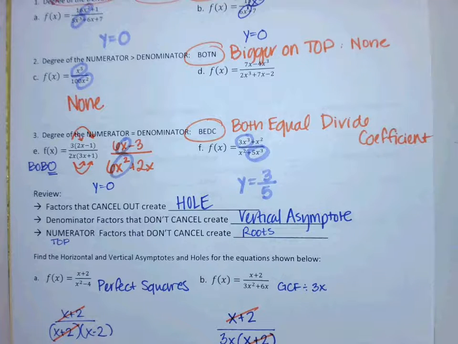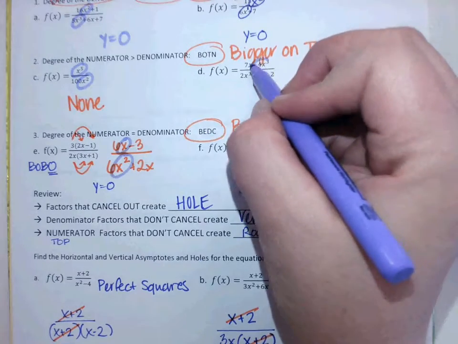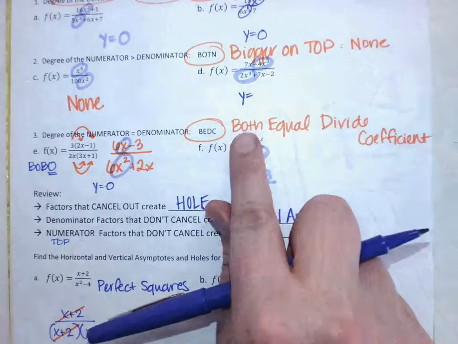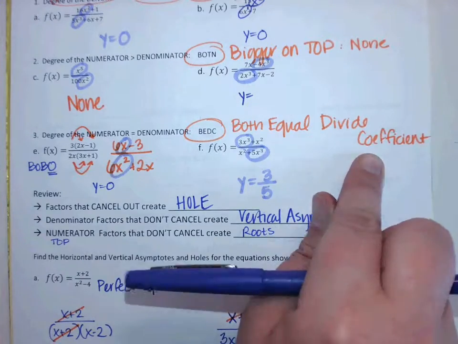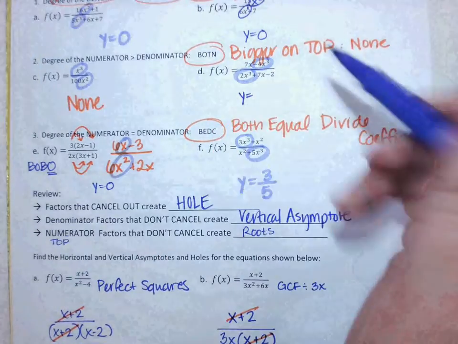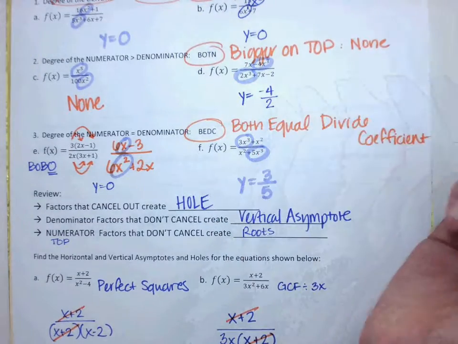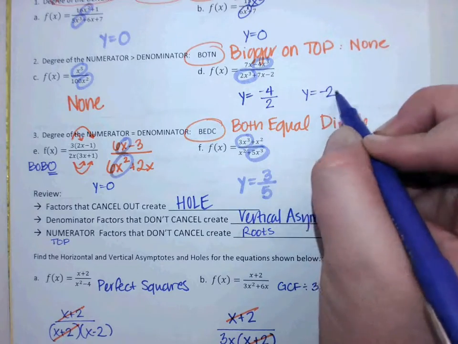Okay, look at letter D right above it. Is that a Bobo, a bottom, bigger on top, bigger on bottom, or is it a Betsy, both equal? It's a Betsy. Even though they're out of order, what is the highest power on the top and the bottom of that fraction? It's x3 versus x3. That's a tie. So then I do y equals, both equal, divide coefficients. What's the number in front of my x3 on the top? -4 over. What's the number in front of x3 on the bottom? 2. -4 divided by 2 is -2.